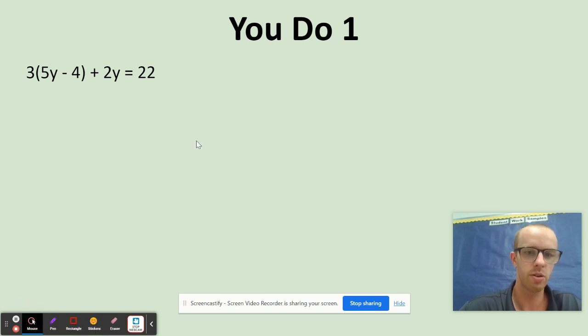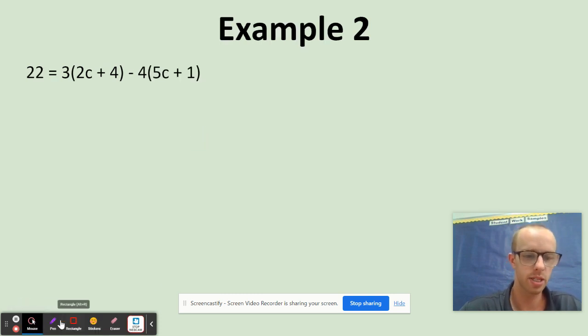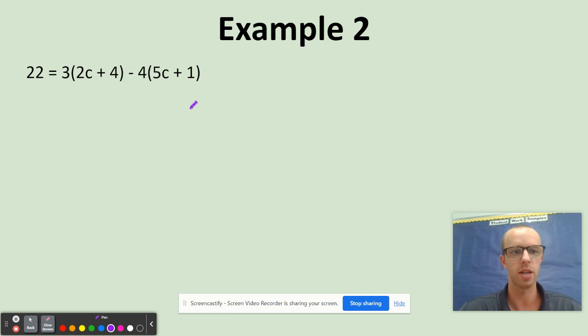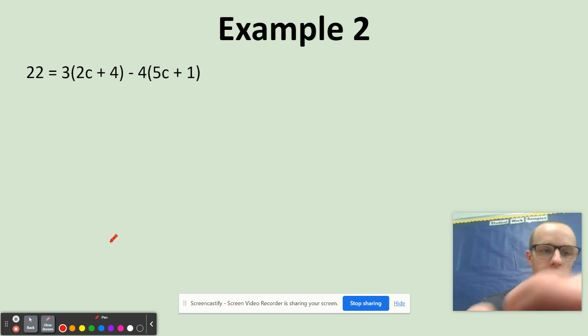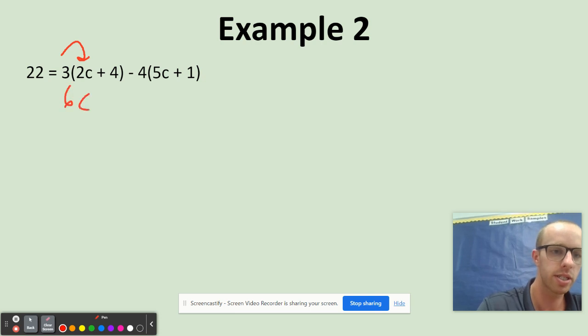All right, let's do example 2 now. This is an even longer problem, so just stay with me. Here we have 2 sets of parentheses, which means we're going to need to do 2 sets of distribution. All right, so I'm going to start off like this. 3 times 2c needs to go to each term here. 6c. This 3 needs to also go to this 4 here. That's 12.